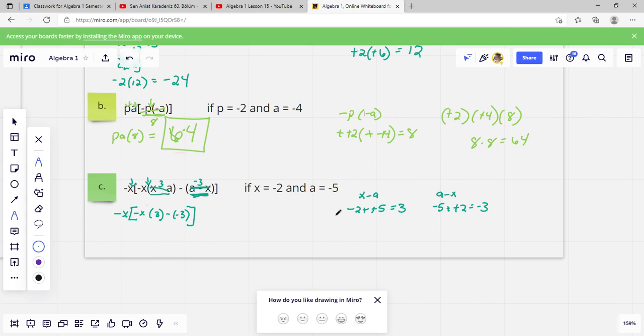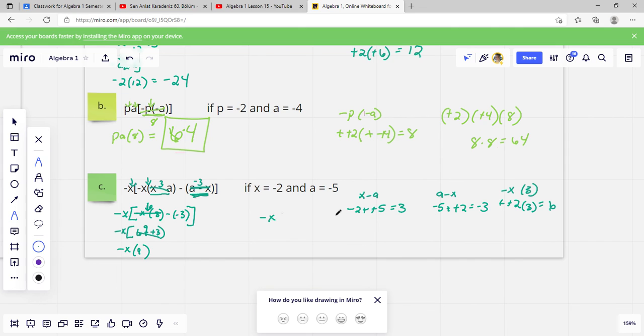The next thing I need to do is multiply right there before I can subtract. You always multiply first inside the bracket. So I need negative x times 3. Negative x is negative 2. Those are going to cancel. 2 times 3 is 6. So this part is 6. Now I have negative x times 6 minus negative 3. Those turn into a plus. 6 and 3 is 9. All that's 9. Now I have negative x times 9.